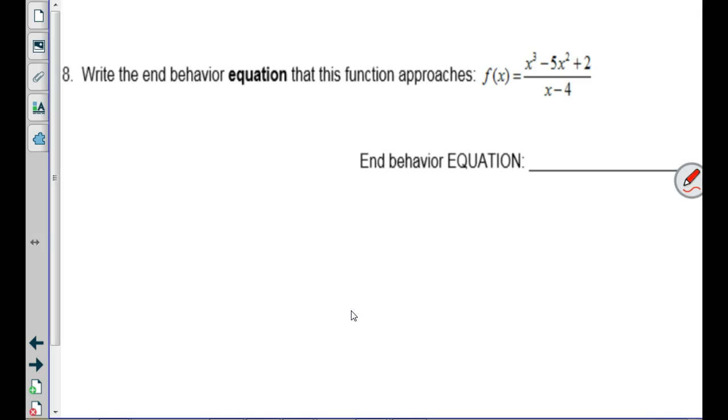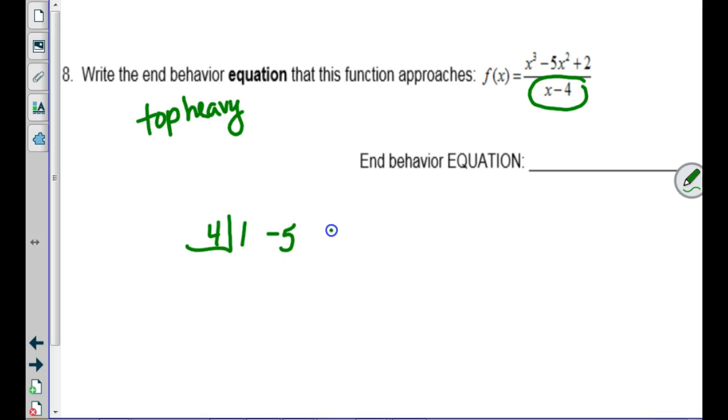How do you find end behavior? Yes, this one is top heavy. So you would do 4, you can do synthetic or long division, right? Abruzzo tells her class they have to do long division. But why can we do synthetic? As long as the denominator is a plain old x plus or minus something. If it was a 3x minus 4, you couldn't. Or if it was an x squared minus 4, you couldn't. All right. What is going on top, though? 1x cubed minus 5x squared plus 0x plus 2. Okay. What does the blue sheet say about this?